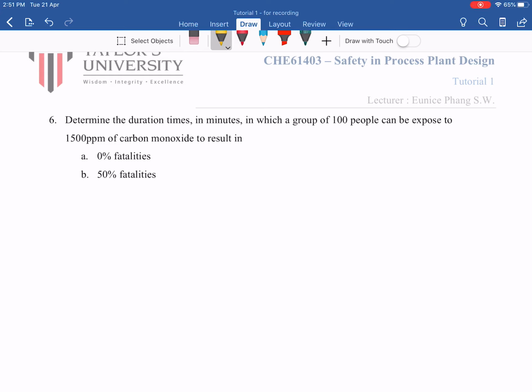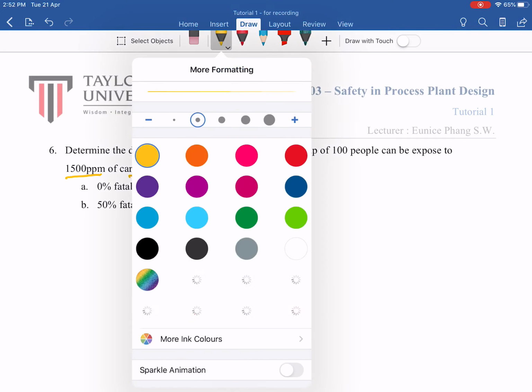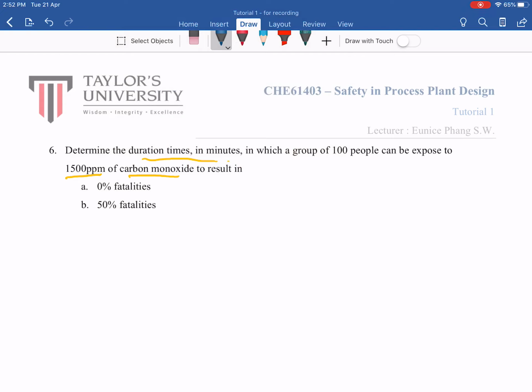So now question 6. Determine or calculate the duration times in minutes in which a group of 100 people can be exposed to 1,500 ppm of carbon monoxide that result in 0% fatality. Okay, that's number 1. And number 2, that results to 50% fatality. So first, take a look at the probit equations here.